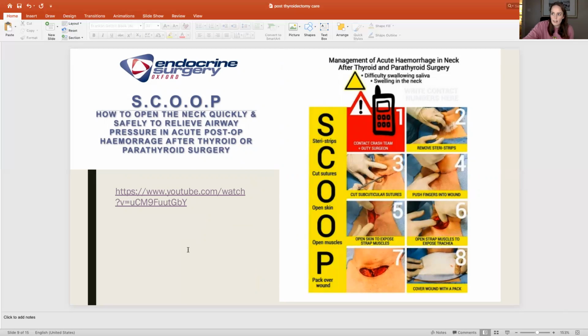Now, moving on to post-operative hematoma. This is a topic that will rarely come into your practice, but if it does happen, it could be life-threatening, so it's important to know about. A team in Oxford have come up with this acronym SCOOP, which stands for the stages involved in releasing a neck hematoma. What I'm going to do is show you their video, which goes through opening the layers after a thyroid surgery, which is something you should only be doing in an absolute airway emergency.